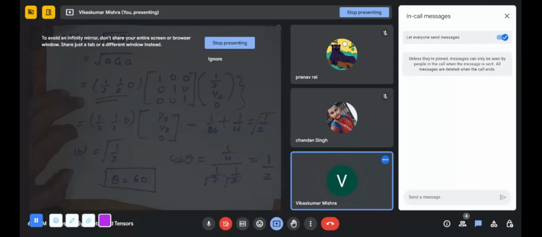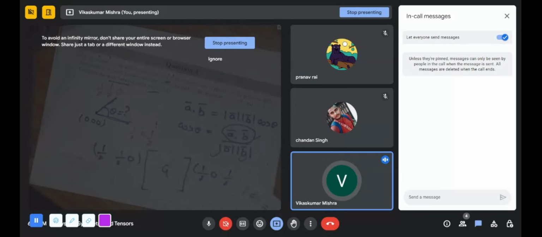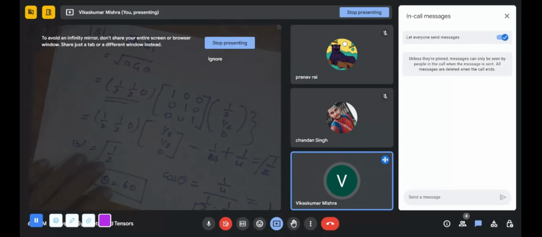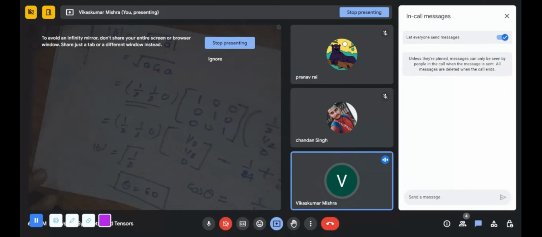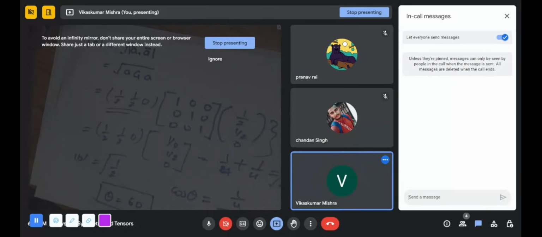Okay, so I hope this is clear. Please let me know if there is any doubt in this. You can let me know in the comment box. And meanwhile, if there is no doubt, we can go to the next question. Please have a look once.